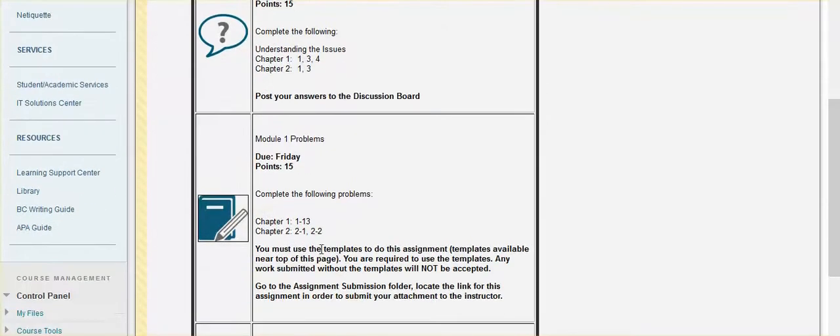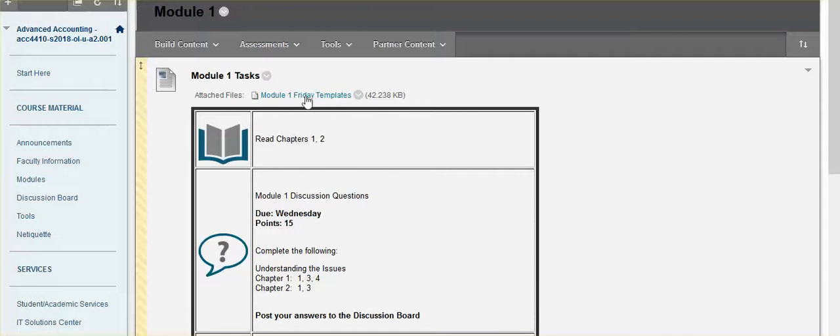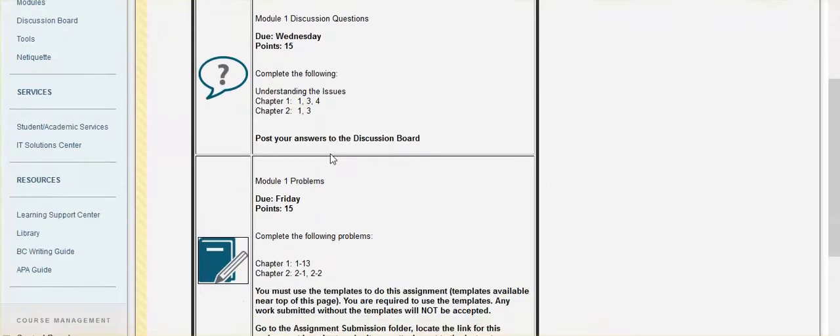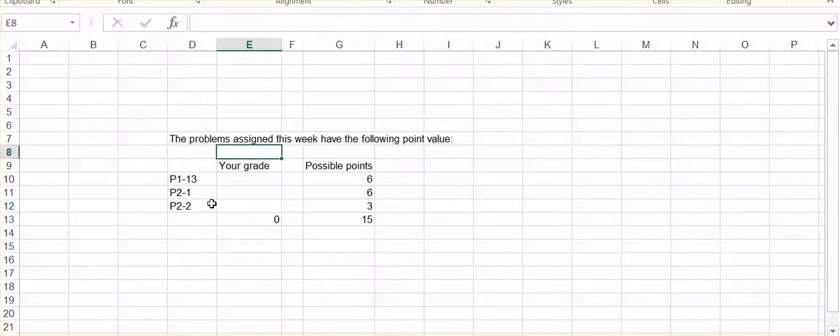You'll notice on these problems that there are templates that are provided, and you can find those templates by scrolling to the top of the page, and they'll be provided here. There'll be templates for the problems. They're due Friday, and in some weeks you're going to have comprehensive problems, and those templates will be up here too. You need to use those templates. For example, this week's templates start out with one page that provides you with the point breakdown, so that's one reason for the templates.